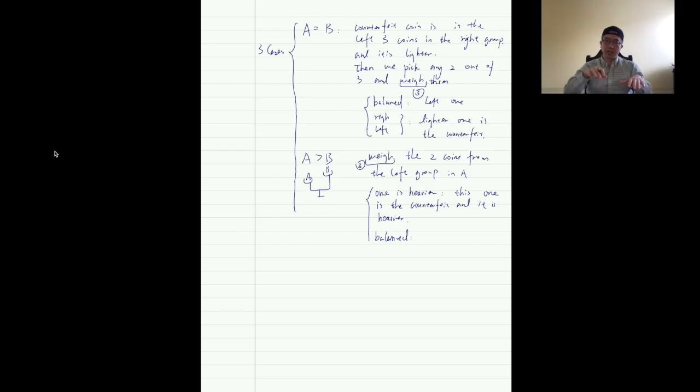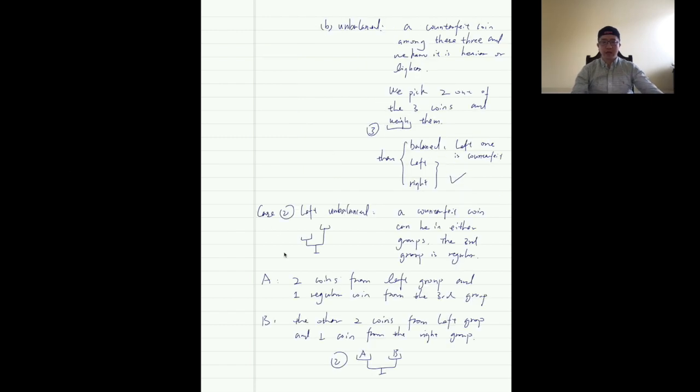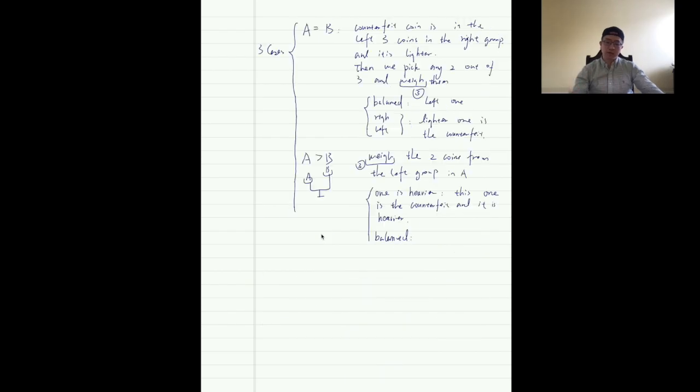And the counterfeit is in group B, and it has to be lighter, right? If it's lighter, and from the first try we know that the left is heavier and the right is lighter, then with all of this information, we can conclude that the only one in B from the right group has to be counterfeit and is lighter. Okay, kind of tricky, but think about this again.